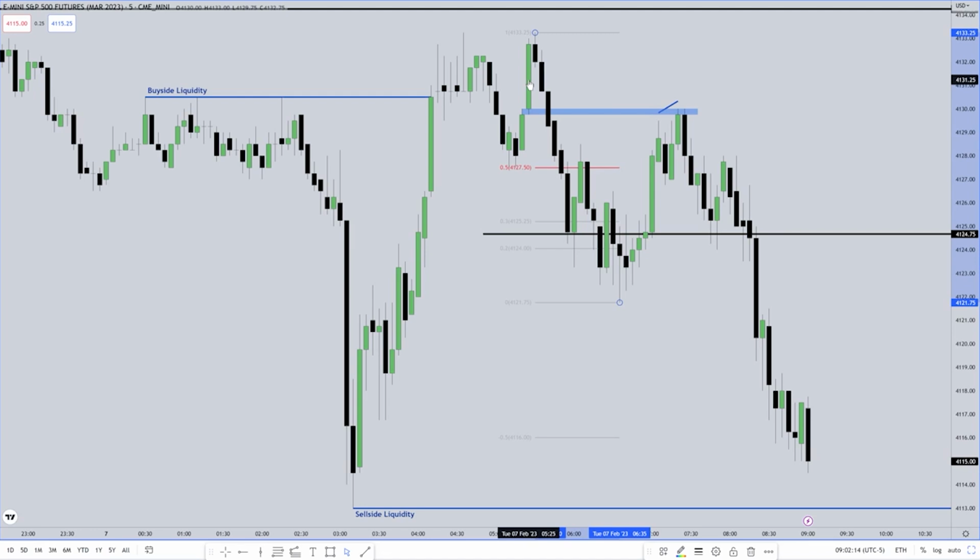It's not consequent encroachment. Consequent encroachment is any inefficiency: a fair value gap, buy side imbalance, sell side inefficiency. Those are consequent encroachment midpoints. A candle, a range, a specific candle that's been delivered in price, the midpoint of that is mean threshold. Low to high is 41.31 and a half.